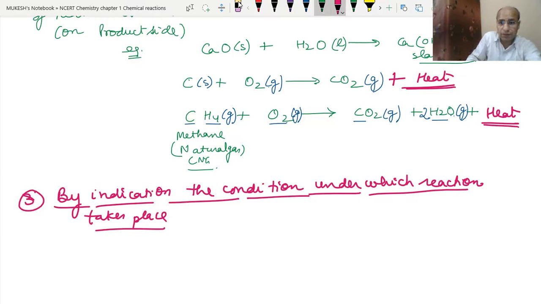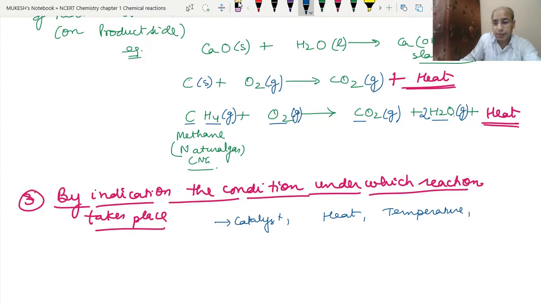Okay, so if we just count them, it can be a catalyst, it can be heat given from the outside, it can be temperature maintenance, and it can be the pressure, and there can be some other things also which we need to give into the equations. Okay, so let's take one by one.